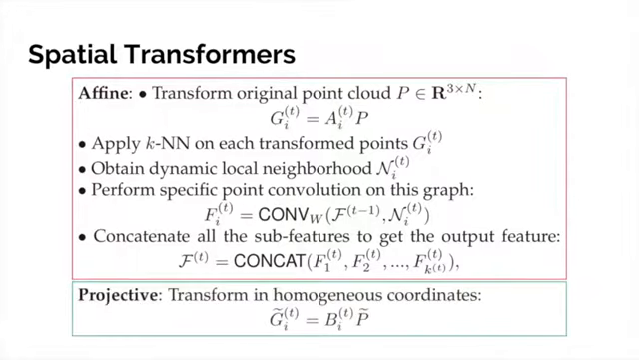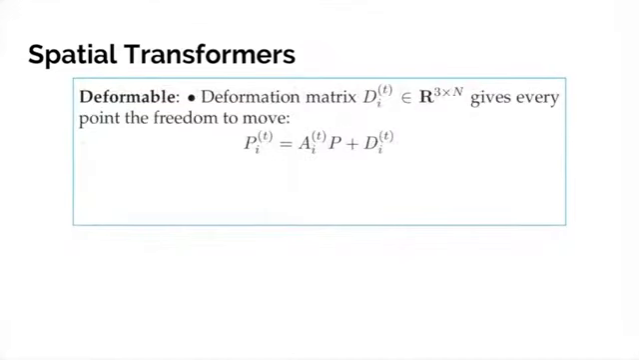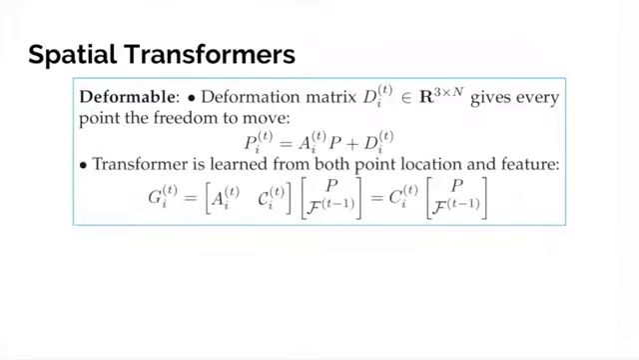Projective transformer. We retain everything else, but perform the transformation on homogeneous coordinates. The deformation transformer is the combination of an affine transformation on the point cloud and a deformable matrix D sub I that gives every point the freedom to move. We learn the deformable transformer from both the point cloud location and its features. Since AP is the affine transformation of the point cloud, we project feature F to three-dimensional space as deformable matrix D sub I.